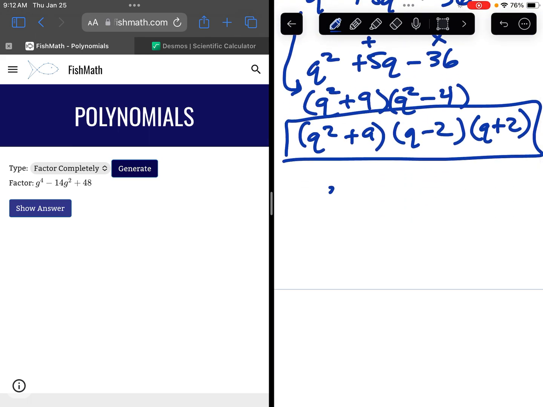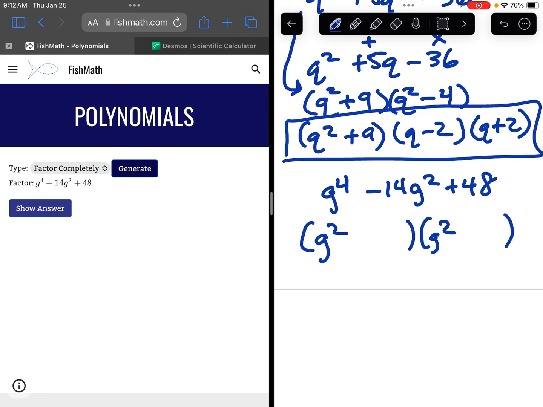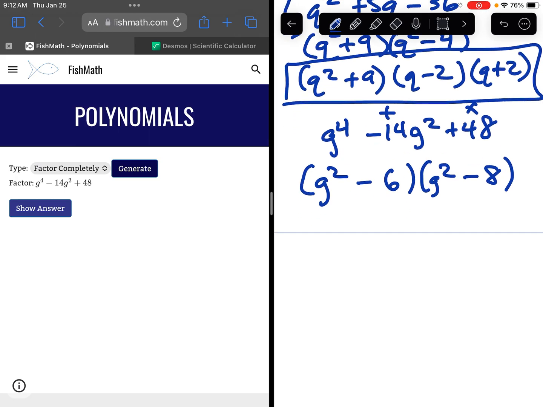Let's try this one. This is g to the fourth minus 14g squared plus 48. So we're going to use g squared in each of them. We're going to multiply to 48 and add to negative 14. Multiplying to a positive and adding to a negative means that both of them are going to be negative. So this is going to be 6 times 8, but both are negative in order to multiply to a positive and add to a negative. These are both differences, but the 6 and the 8 are not squares. So we are not going to keep going with this. This would be factored completely because the 6 and the 8 are not perfect squares. So that one should be done.